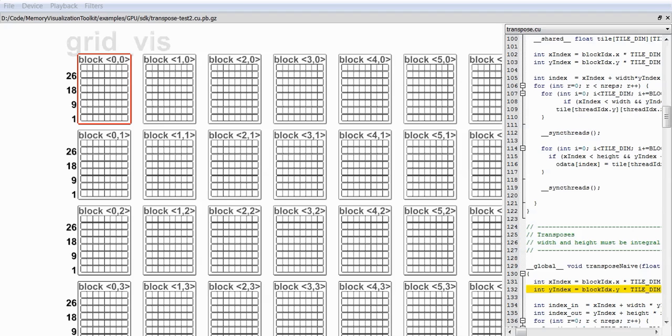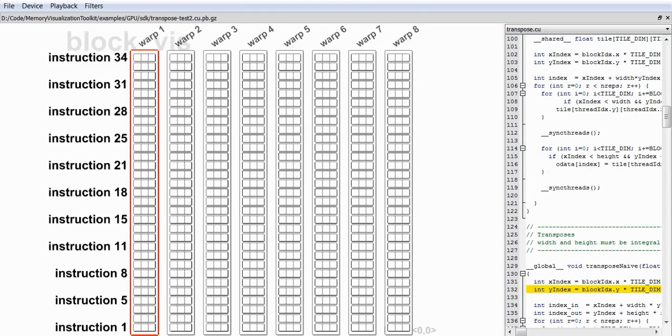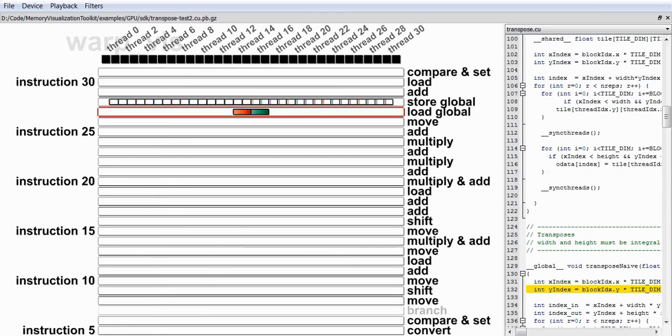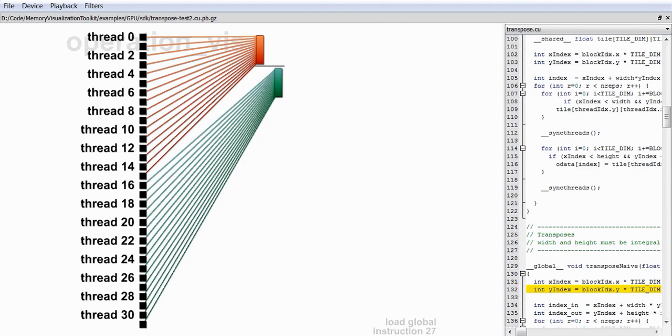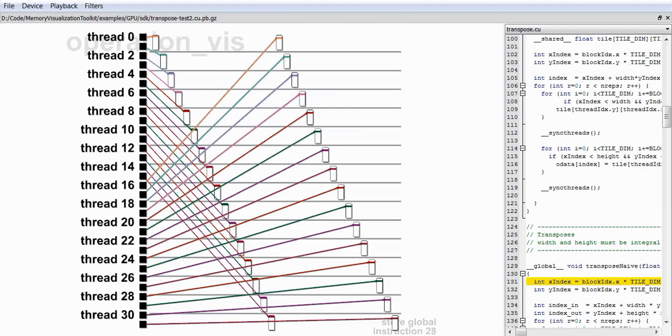In this study, we will look at a matrix transpose. First, we look at a naive implementation. Navigating to the warp level, we can see two global memory operations. The first shows a good quality read operation. However, the second shows a poor quality write operation.